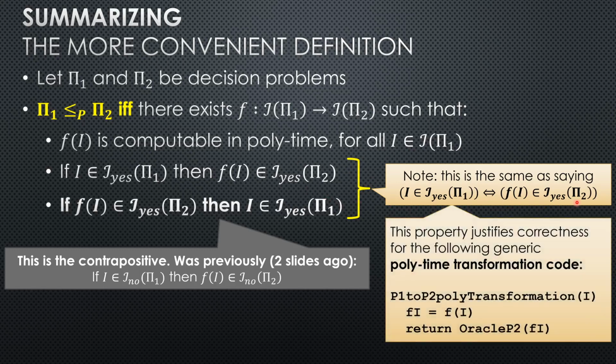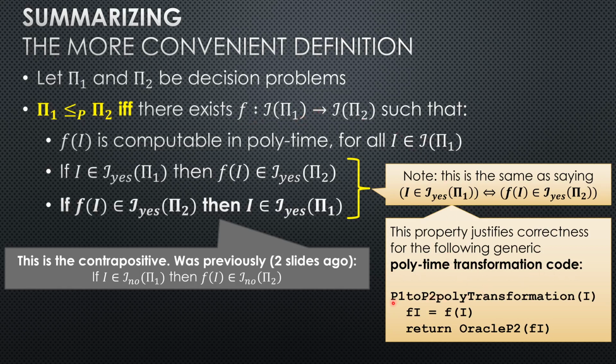And this property is what justifies the correctness for the following sort of generic polytime reduction code. I said transformation code, but really the fact that this is an implementation and not just a transformation function means this is a reduction.